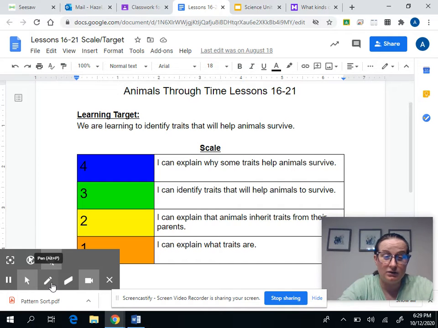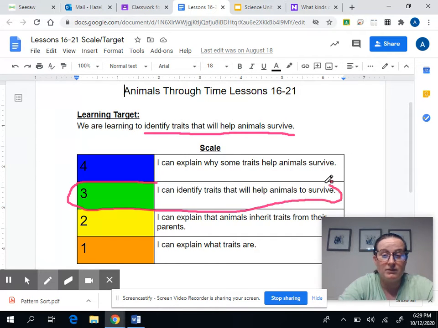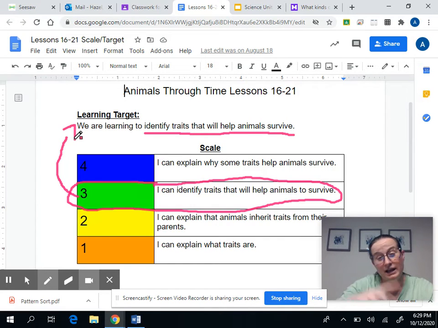All right, so I look at the learning target. We are learning to identify traits that will help animals survive. So we need to identify traits that will help animals survive. Right, so once we can do that, target 3 says, I can identify traits that will help animals survive. Right, that's our goal by the end of this mystery. So by not this Friday, but the next Friday.